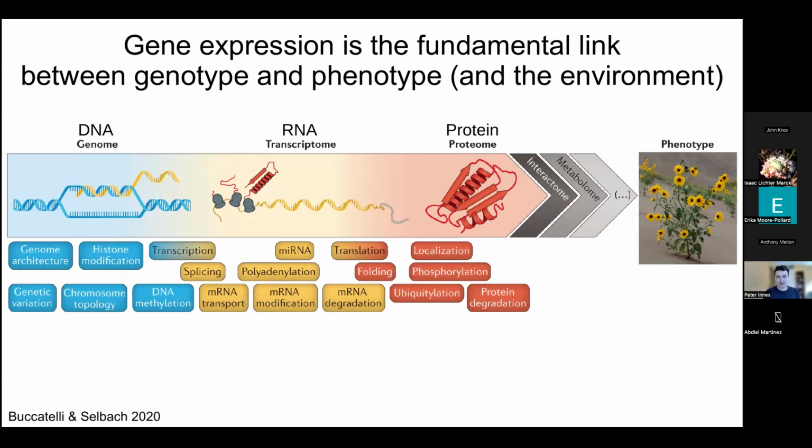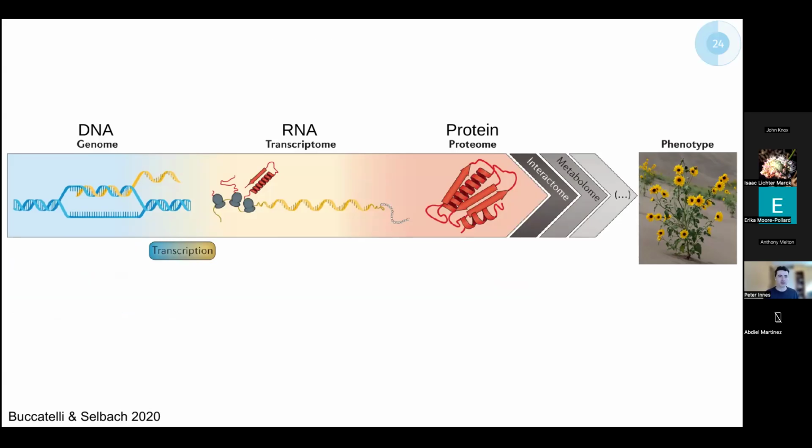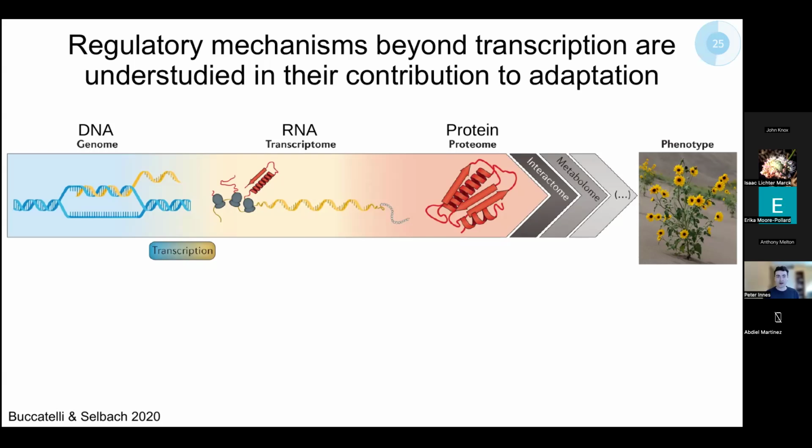And it comprises many different regulatory, molecular mechanisms that are complex and interconnected, right? But when it comes to molecular ecology research, we tend to focus on just one main mechanism, I would say, which is transcription. And other regulatory mechanisms beyond transcription are understudied in how they contribute to adaptation and divergence on short evolutionary timescales.